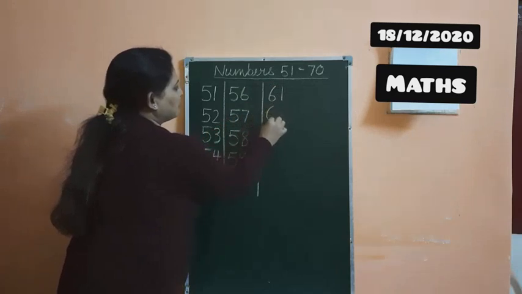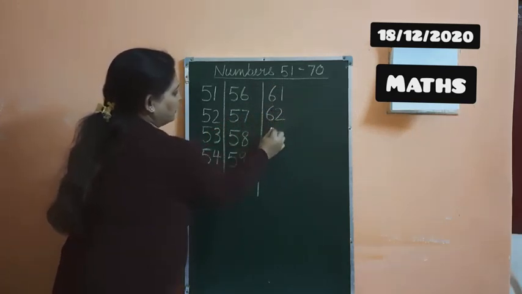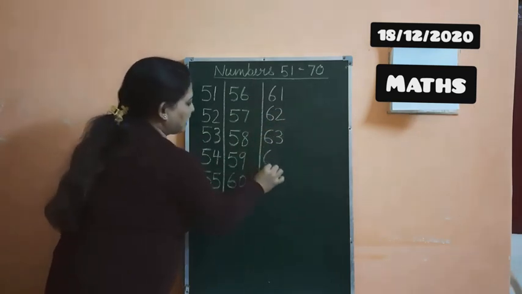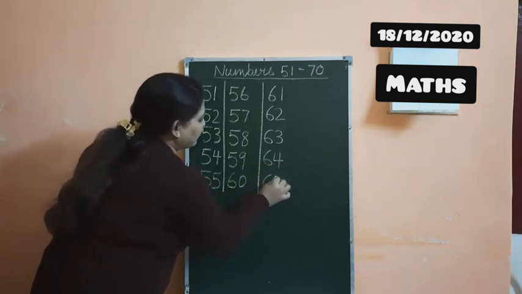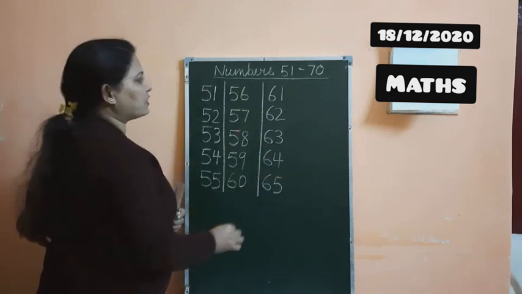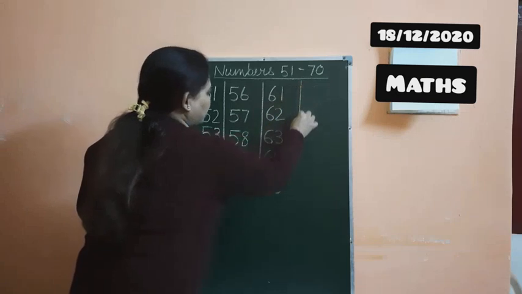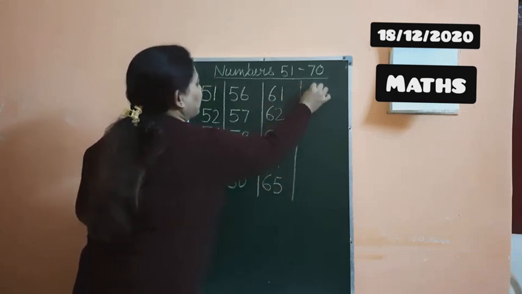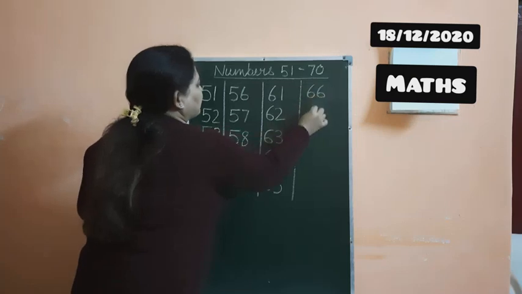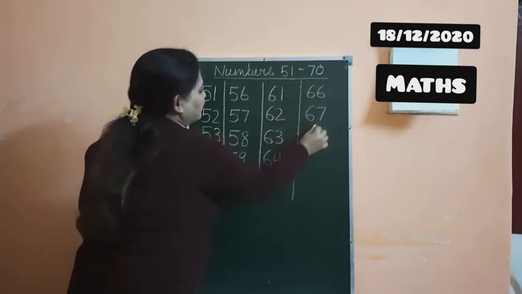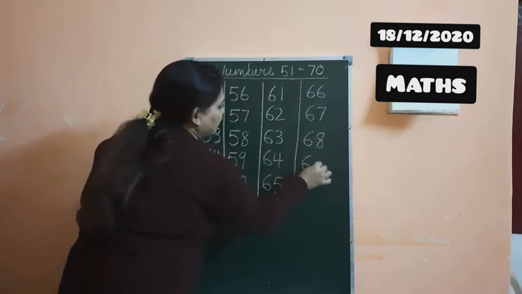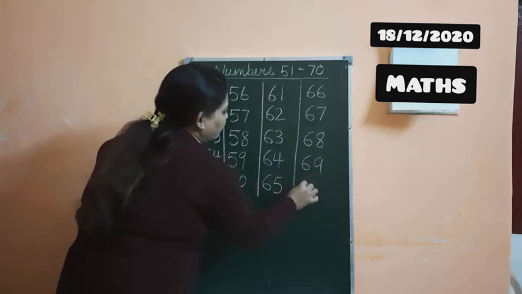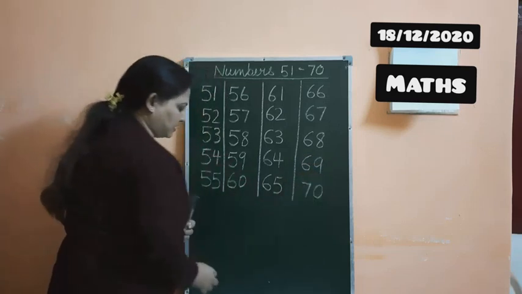62, 63, 64, 65. Okay. Now next one is 66, 67, 68, 69. Now 70. Okay.